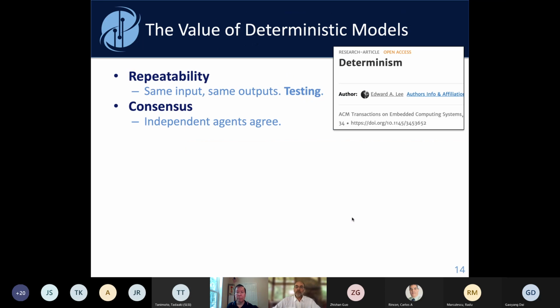So this property of repeatability is a consequence of using a deterministic model. Another valuable property of deterministic models is it's easier to build consensus. For example, your bank comes to the same conclusion about your bank balance as you do when you balance your checkbook.